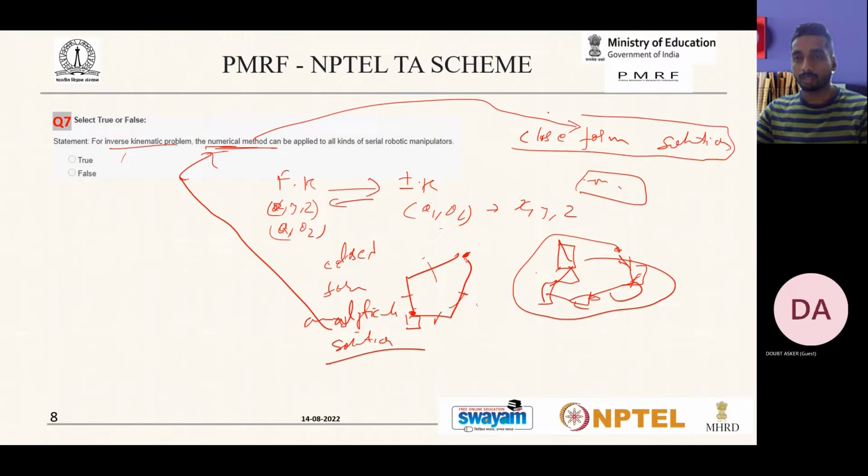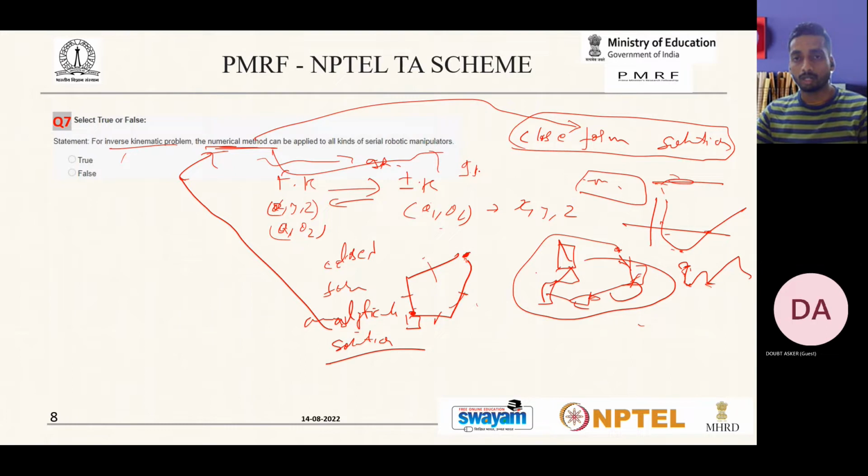But the problem with the numerical method is that this is just an approximation. Suppose this is a function and we want to find this minima or this minima. If we start from here, we may end up with this solution. So this is called a local minima. So the problem with the numerical method is that it may get stuck in a local minima, but the thing is it can solve all types of problems.